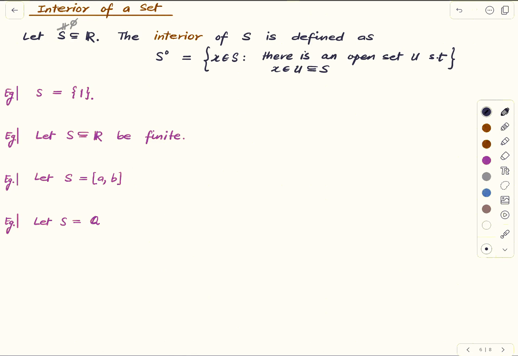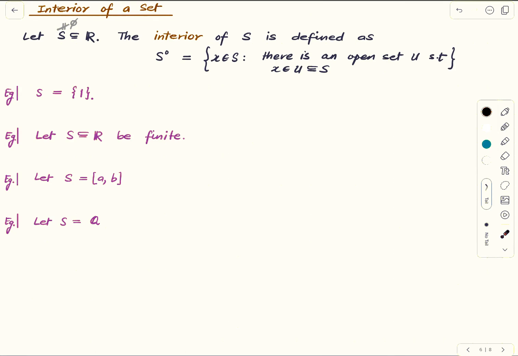All we are saying is the interior of S is all those points which have a breathing room around them contained in S. Writing an open set or open interval here will not make any difference to the definition. So please be mindful of that. I could have just said that there is an open interval U such that x is in U is contained in S, or I have written an open set. It doesn't make any difference. Even though the definition of an open set is not the same as that of an open interval, it doesn't make any difference to this definition.